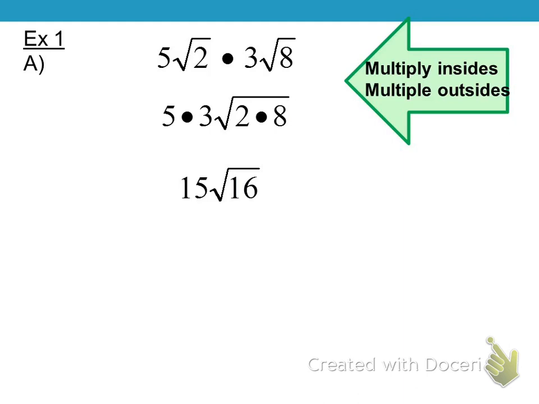Now, do you think that that's the answer? No. We would never leave a square root unsimplified, especially a perfect square. What is the square root of 16? 4. And now they're all outside. Woo! 60 is the answer.